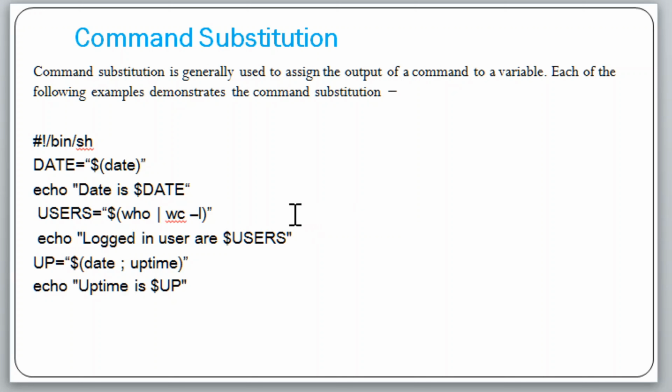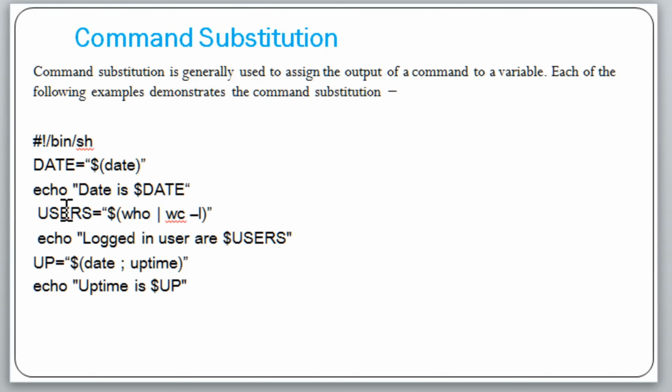Some more on command substitution here. Command substitution is generally used to assign the output of a command to a variable, and this is very useful for when we're writing scripts. Each of the following examples demonstrates command substitution. The first one here, we're going to substitute the variable date with the actual command date. So when we echo the date is variable date, we're going to actually get the output the date is and whatever the date is.